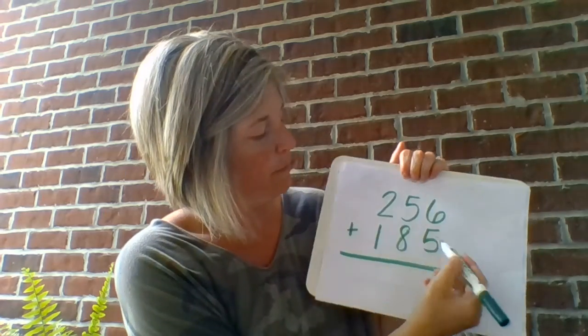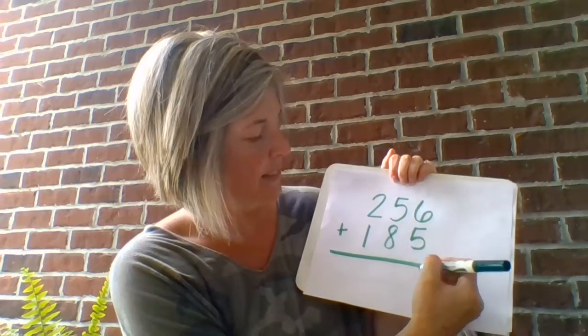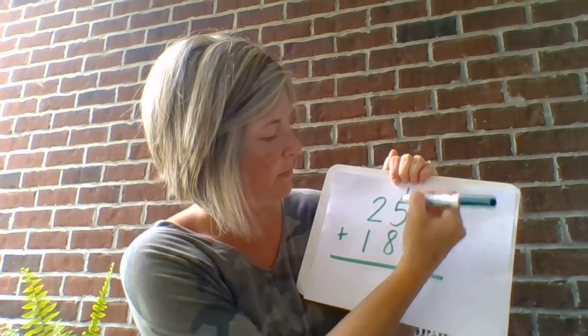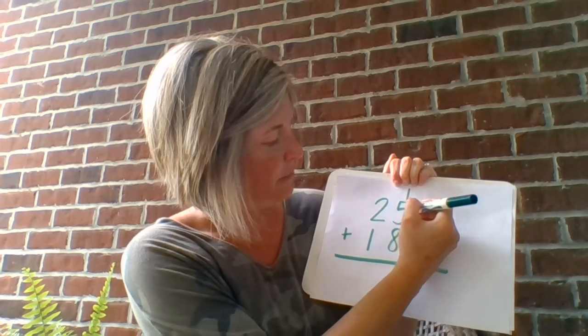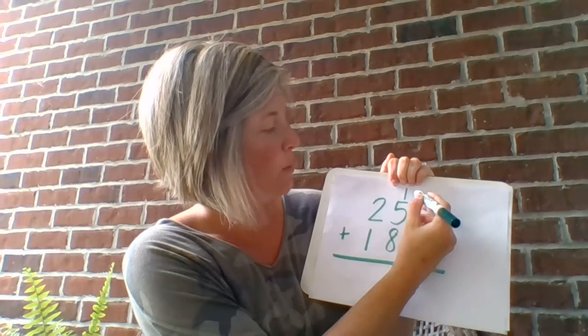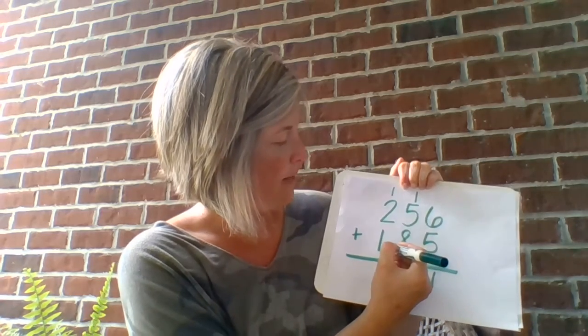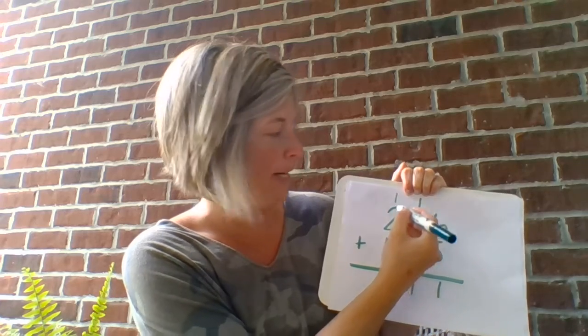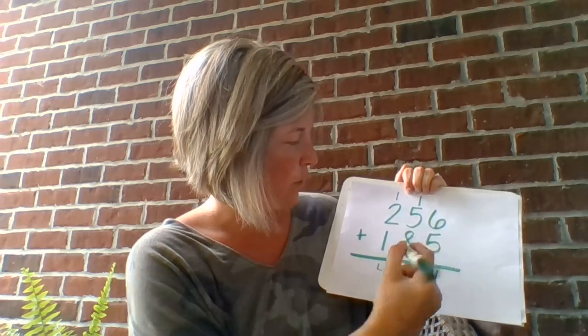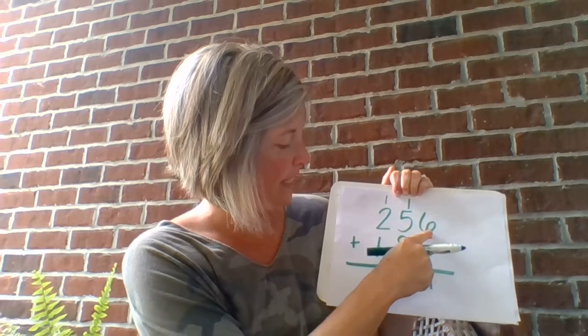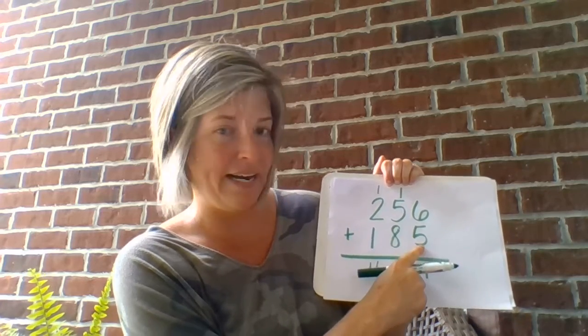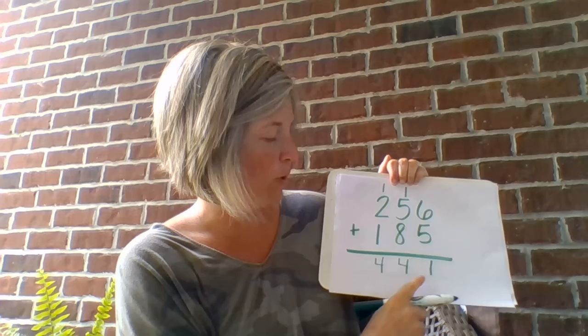We have 5 plus 6 is 11. 8 plus 5 is 13. Plus 1 more is 14. 1 plus 2 is 3. Plus 1 is 4. So 256 plus 185 is 441.